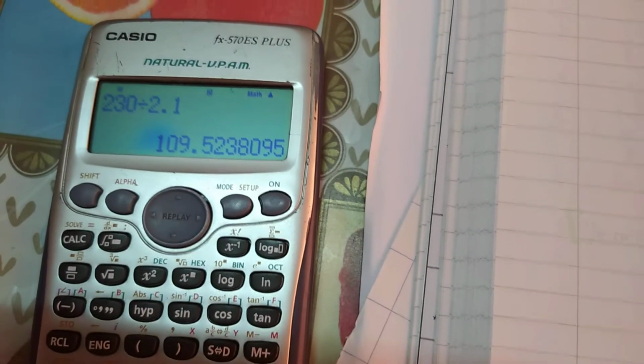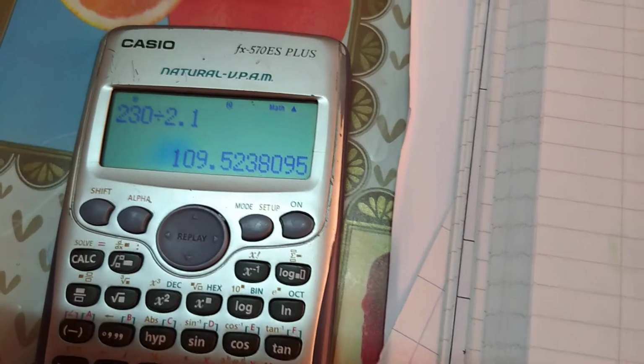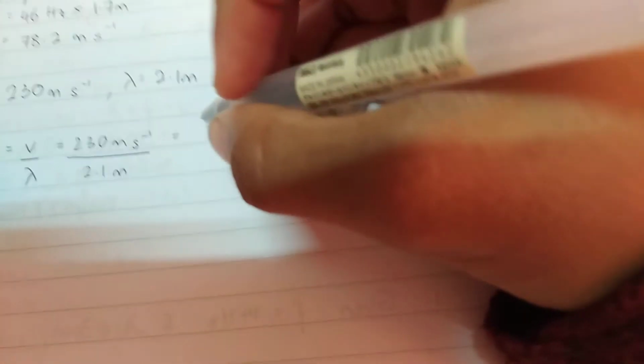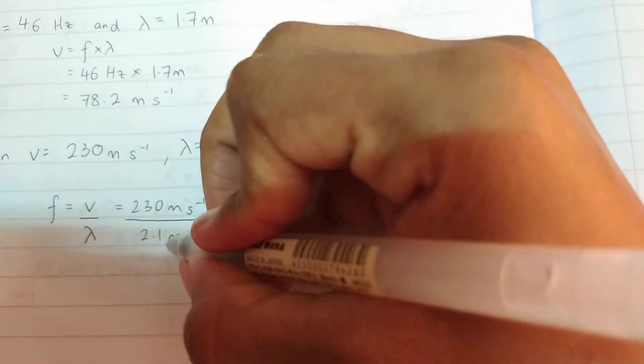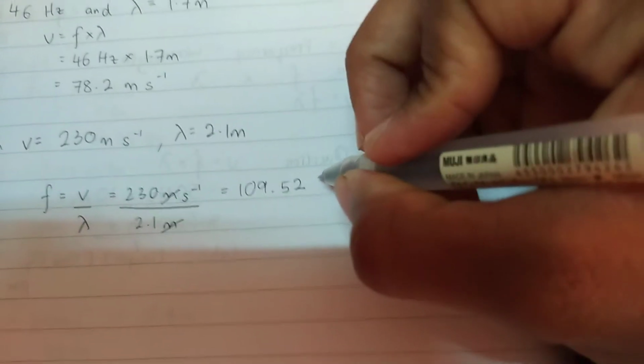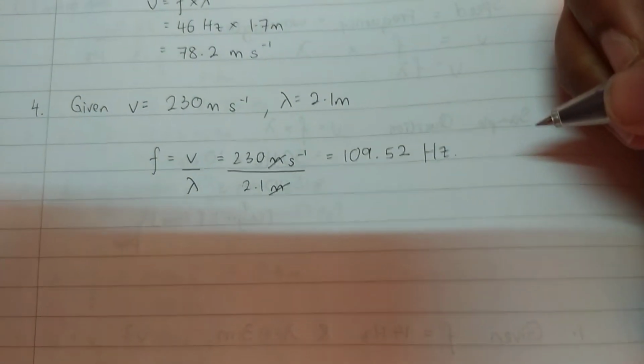Okay, there's a lot of decimal places, so whenever you have this for physics or maths, they will normally always ask you to leave it in 2 decimal places. So that would be 109.52. I'll be writing it here, 109.52. What unit am I putting? You see, meter, cancelled. All I have is per second, which is Hertz. And that is how you give the frequency for question 4. Question 5.